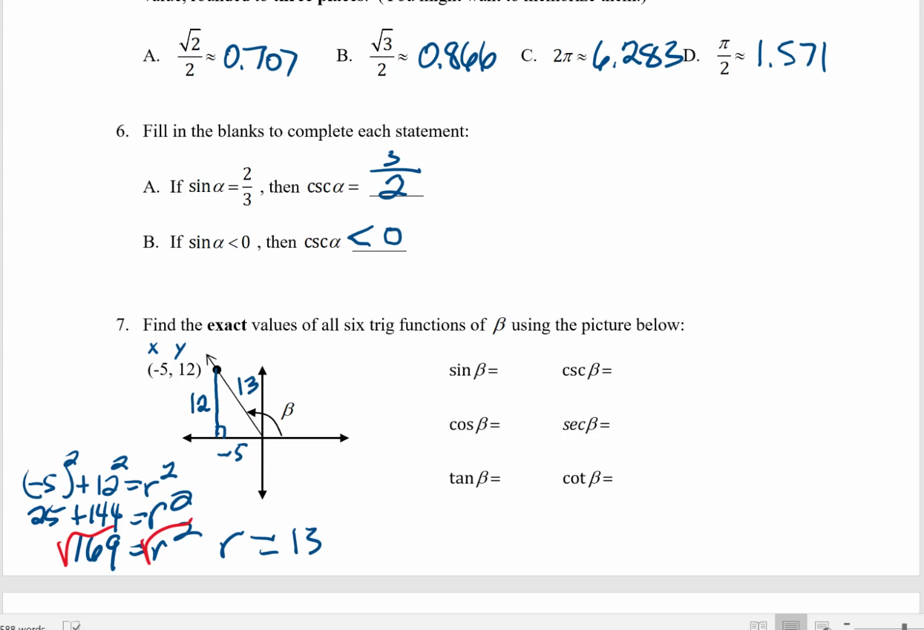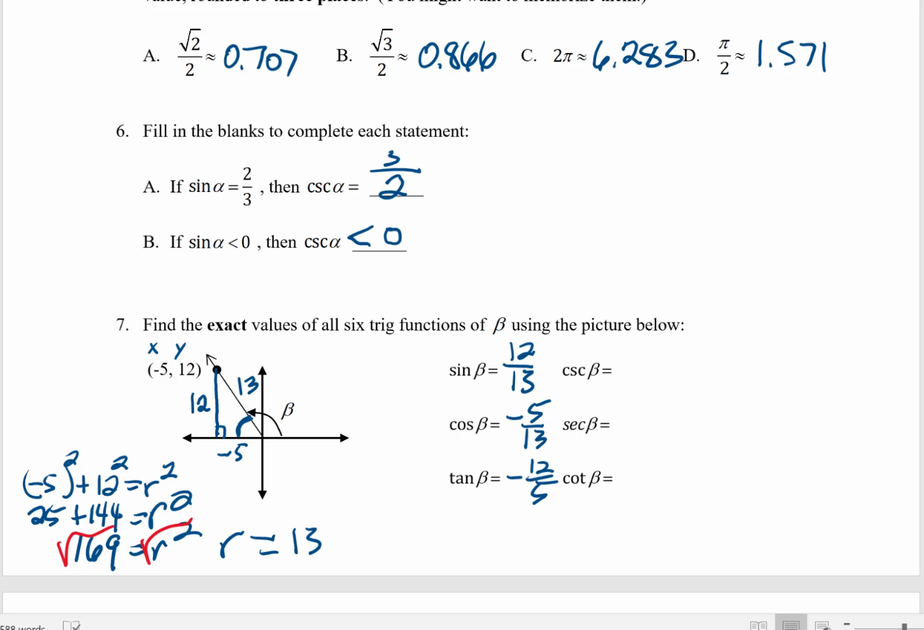Now that I have my x, my y, and my r, I can fill in my definitions. In fact, if I consider this reference angle here, I can even just use SOHCAHTOA. Sine is y over r, so 12 over 13, or equivalently opposite over hypotenuse. Cosine is x over r, -5 over 13, adjacent over hypotenuse. Tangent is y over x, so 12 over -5. We generally like to put our negatives in the front, so I'll write -12/5. Or I could use SOHCAHTOA, opposite over adjacent.